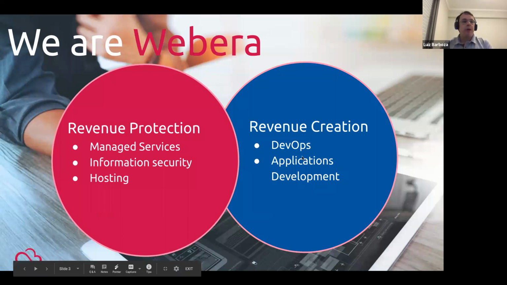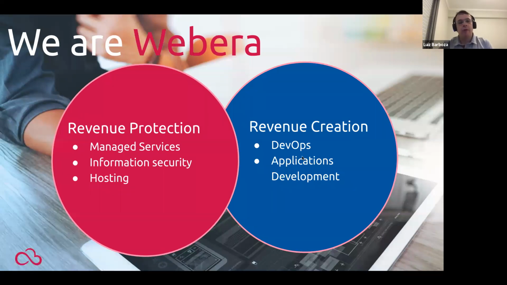A very short summary of Webera. Our main two pillars are what we call revenue protection, which is the idea to manage and keep updated customers' infrastructure IT environment in terms of hosting, security, managed service. And the other front is the revenue creation, which is the idea to keep evolving and updating that environment, either in terms of new application development or what we're talking about here today, which is DevOps, which somehow is the idea to automate and keep highly integrated with smaller releases, more frequent releases, with lower risk in terms of the environment, right?